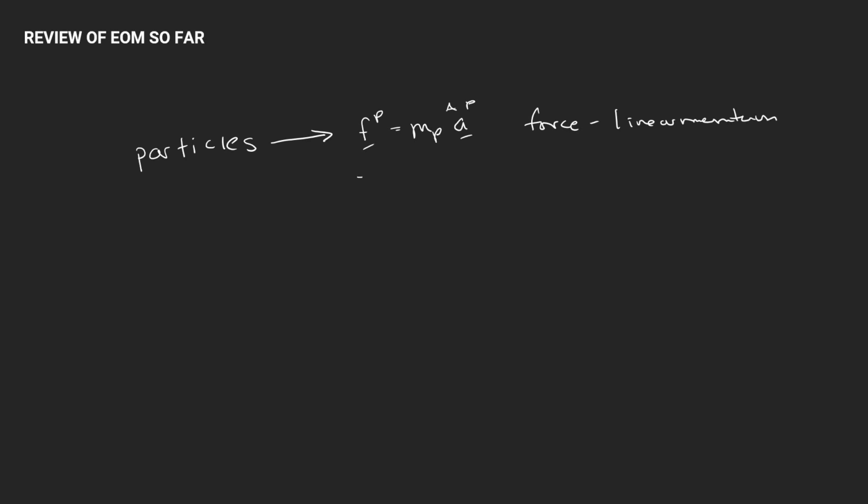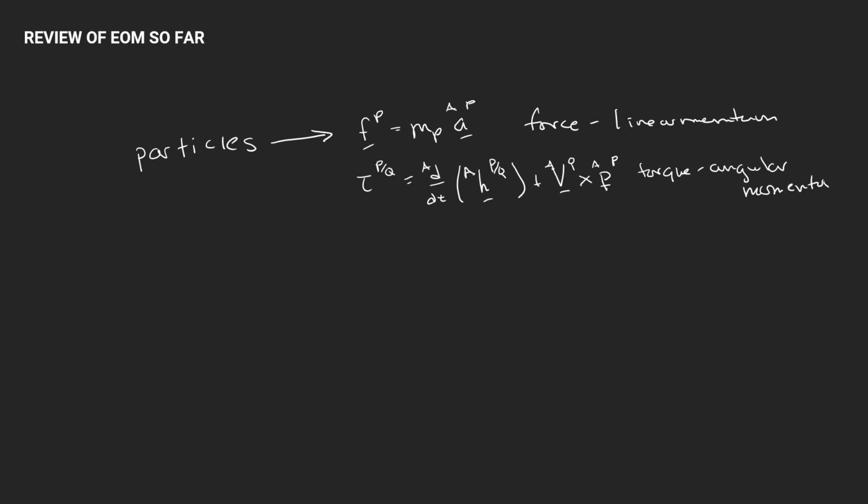approach. And then we also have an equation called the torque angular momentum relationship, which says that the torque about some point Q is equal to the time derivative of the angular momentum of P about Q in the A frame, plus the velocity of Q in frame A crossed with the linear momentum of P in frame A. And again, that's the torque angular momentum approach.